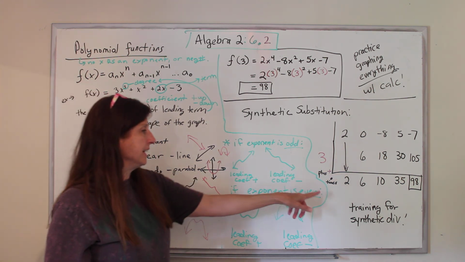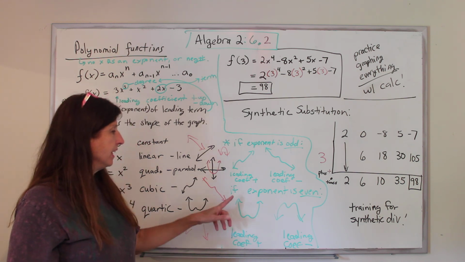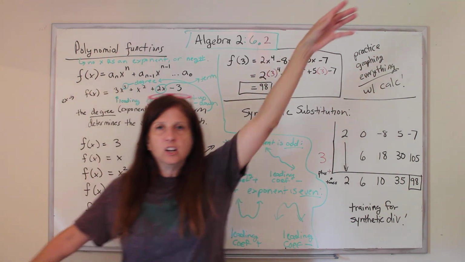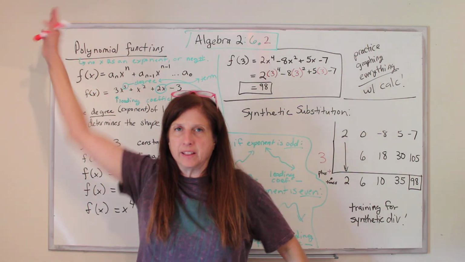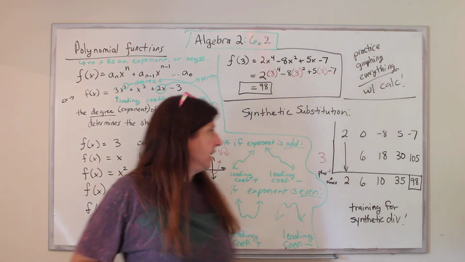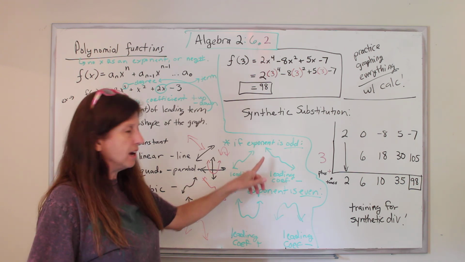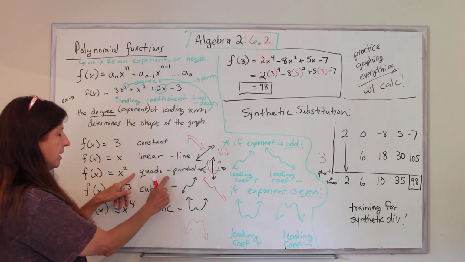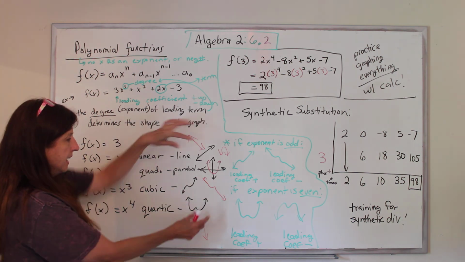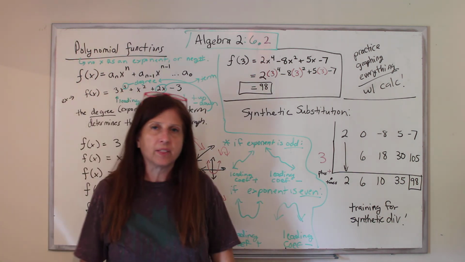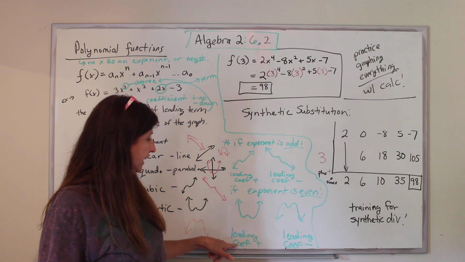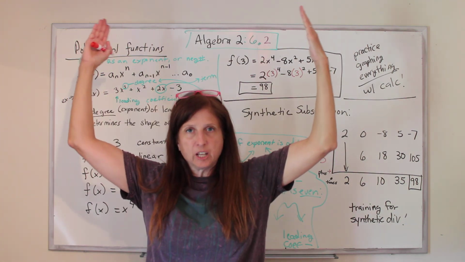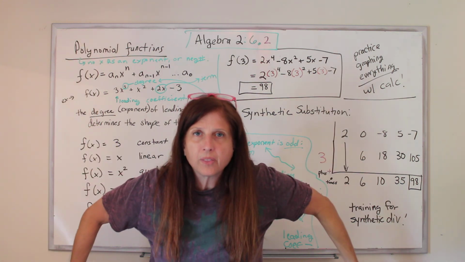If the exponent is even, then the two ends end up going the same way. Notice if it's odd, one goes up, one goes down. It could be this way or that way if the exponent is odd. But if the exponent is even, like in quadratic equations or quartics, the arrows end up going the same way. If the leading coefficient is positive, they both go up. If the leading coefficient is negative, whoop, they both go down.